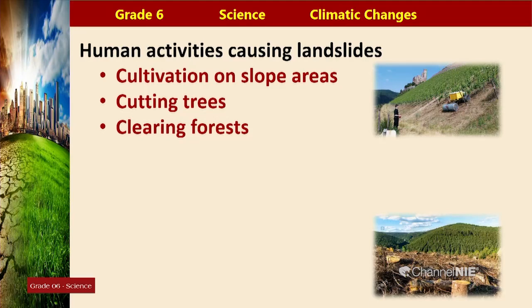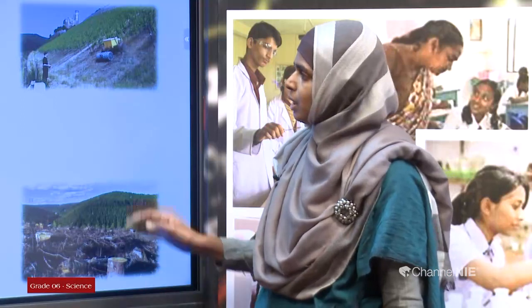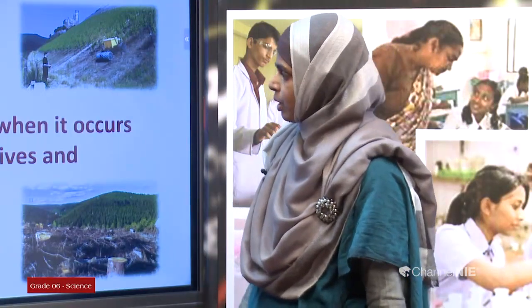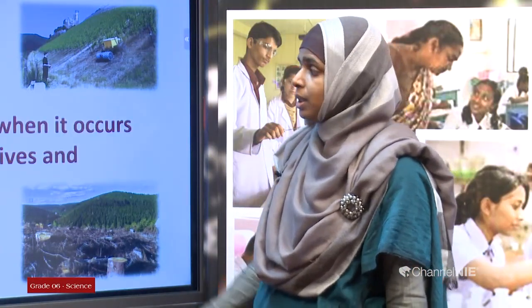Normally if a tree is there, the roots of the tree hold all the soil and prevent landslides. But clearing of forests and cutting trees can make all the soil get removed and moved down even from a small rain. Clearing of forests, especially in the slope areas, makes that area landslide prone, right? And it can be a disaster.